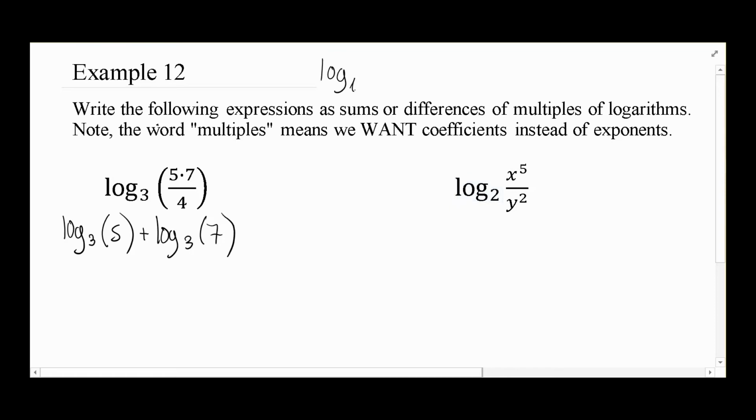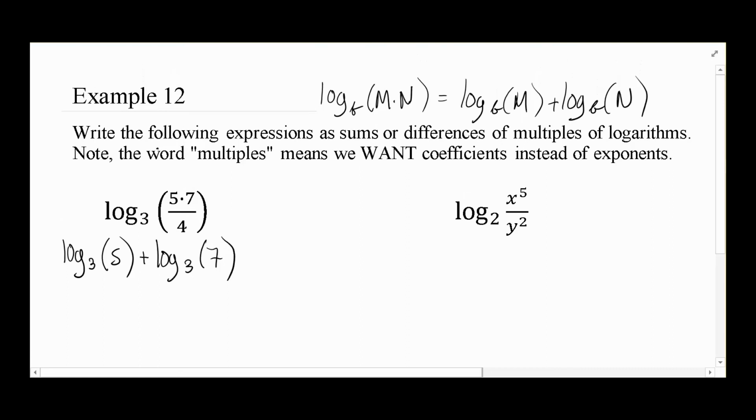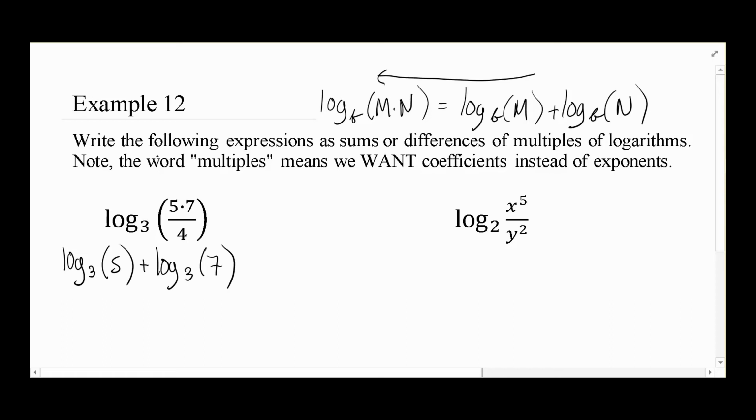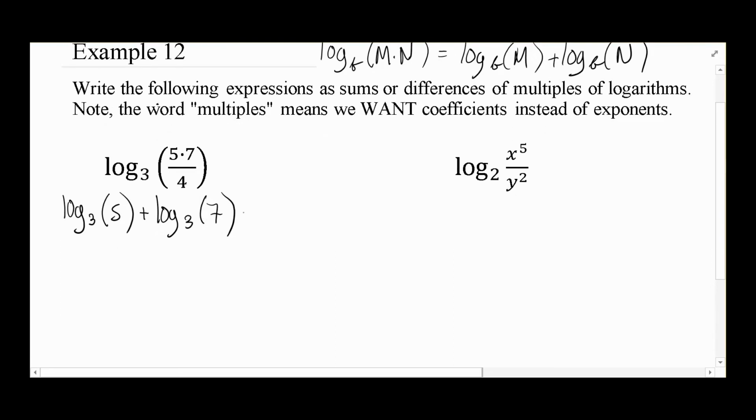So remember that rule was log base b of m times n equals log base b of m plus log base b of n. Previously, when we were writing single logarithms, we were going right to left. So what we're doing differently now is that we want multiples of logarithms, so we're going left to right. Now also we had that 4 in the bottom, which means we subtract it.